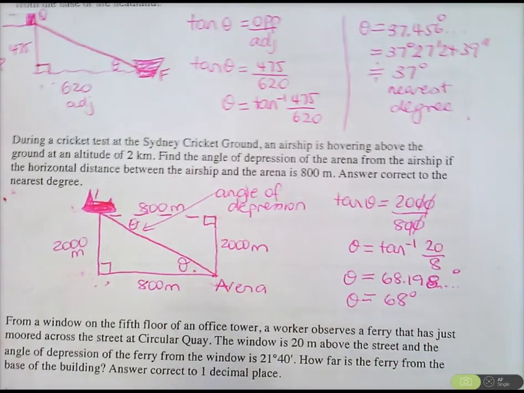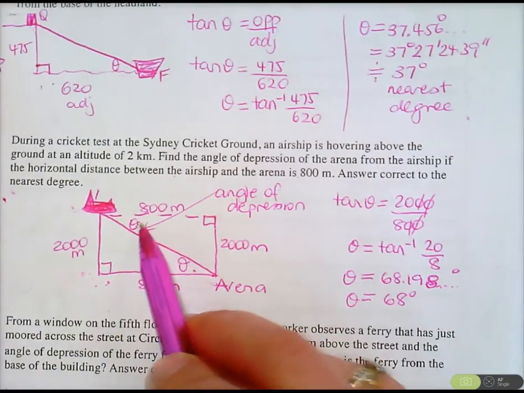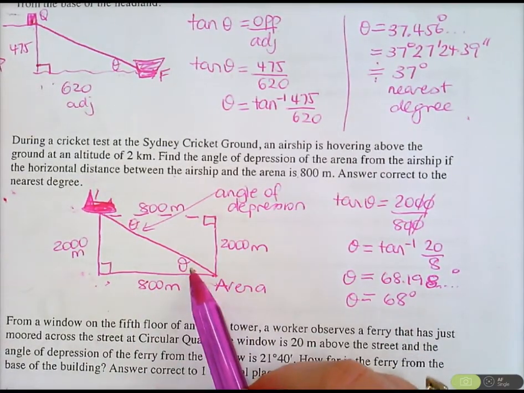Okay? Are we okay, girls? So if I was asking you a question like this, you would clearly mark in the angle of depression, and then you can put the alternate angle down there.